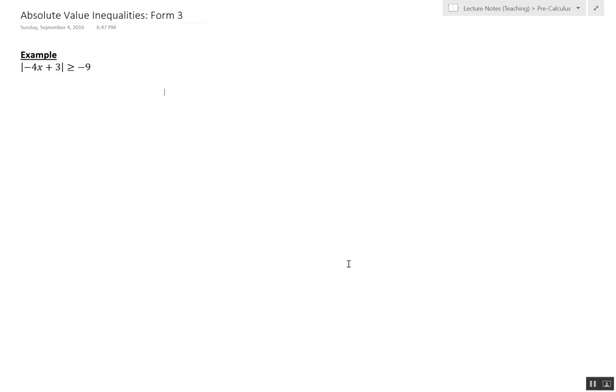Hi everyone, welcome back. We are looking at absolute value inequalities, and this is the third type you would run into, and this is one that students tend to mess up the most. So we have the absolute value of negative 4x plus 3 is greater than or equal to negative 9.